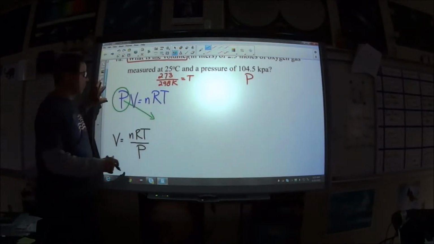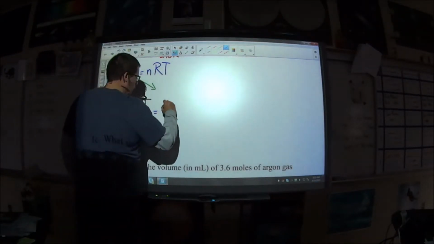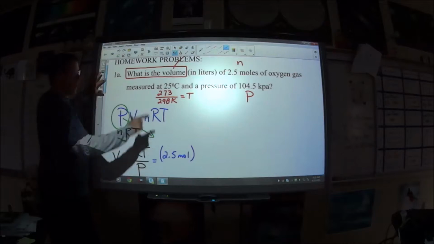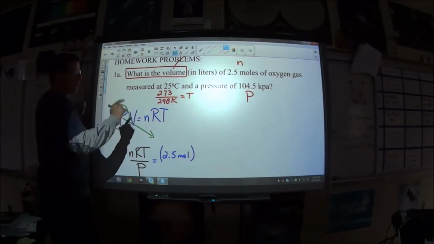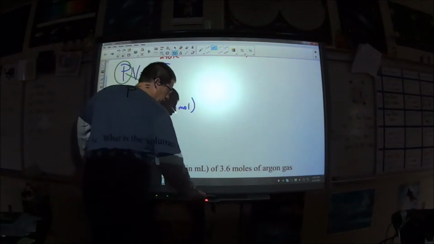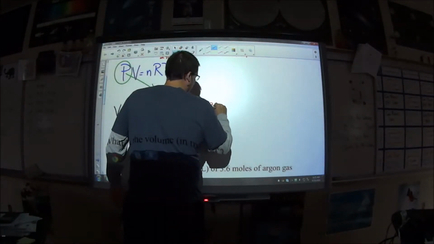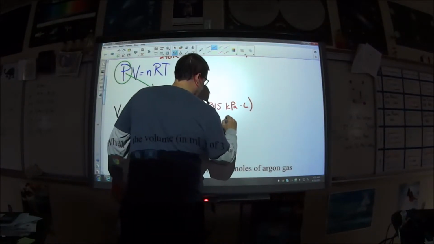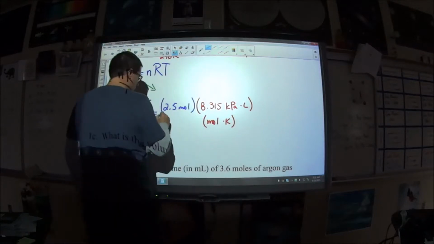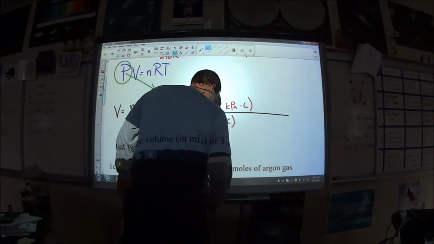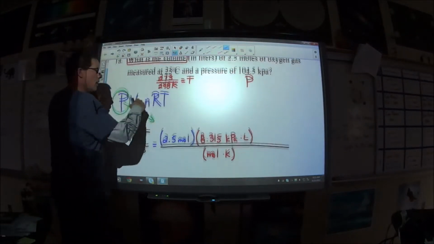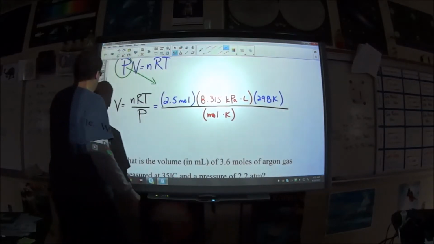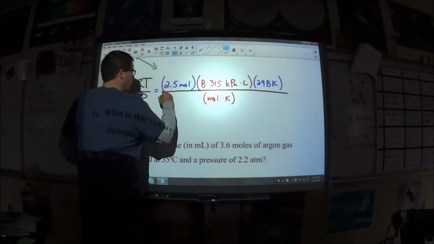So my number of moles is 2.5. My R value, okay, now I have a pressure in kilopascals, so I have to use the appropriate R value, which in this case is the kilopascal value, so 8.315 liter kilopascal per mole Kelvin. And my temperature, I believe, was 298, yeah, 298 Kelvin. And my pressure, 104.5 kilopascals.